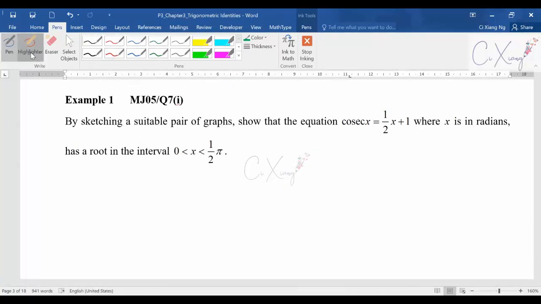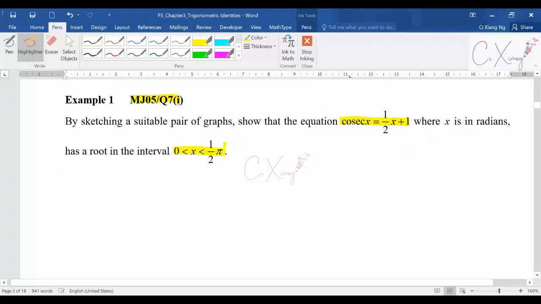So for example 1, it is a partial question as you can see. I only take out one part of the whole question, because the other part we cannot solve yet. It will involve the knowledge in later chapters, right? So I just take out the very first part of the whole question. Here they say by sketching a suitable pair of graphs, show that this equation, where x is in radians, has a root in this interval.